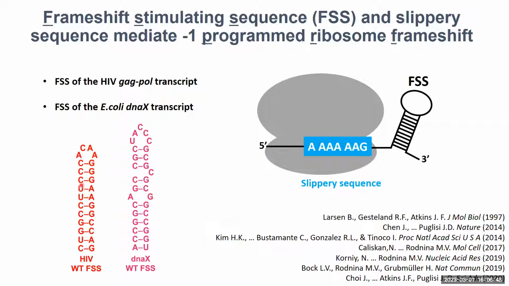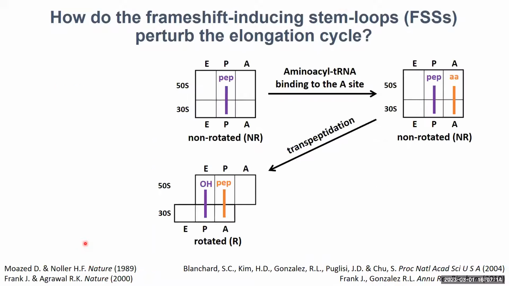I'm going to use two stem loops in today's talk. One is a stem loop from the HIV GAG-POL transcript, and the other from the dnaX E. coli transcript. We study them in the context of the bacterial ribosome. And we can do that because there were several studies that showed that the HIV stem loop produces frameshifting in both bacterial and eukaryotic ribosomes.